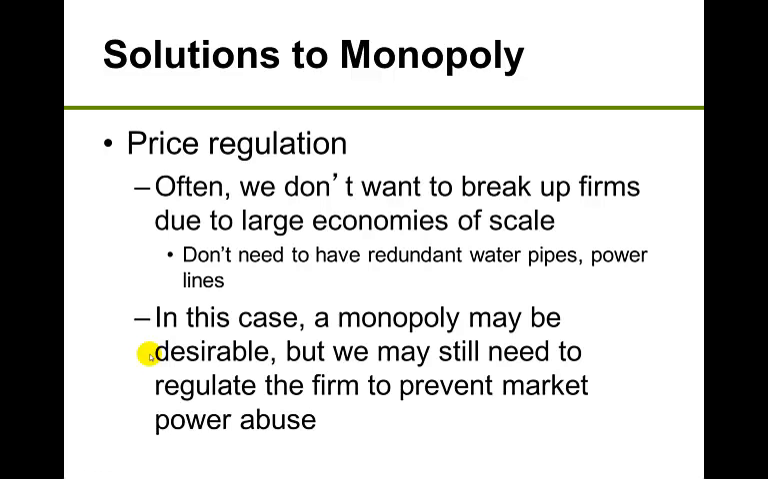So another very common solution is price regulation, and this happens with natural monopolies. Natural monopolies are your utilities. So utilities often have their prices regulated. We don't want to break up utilities because that would lead to higher costs. Natural monopolies are generated because of returns to scale, so monopolies are the cheapest way to produce these goods.